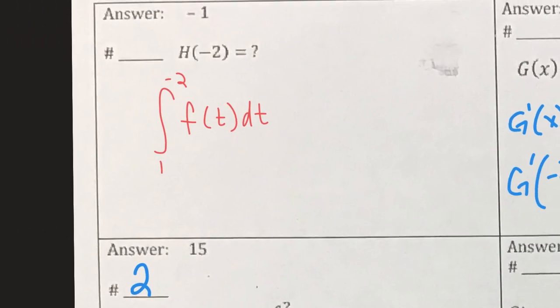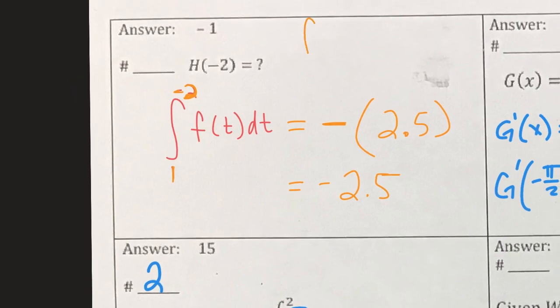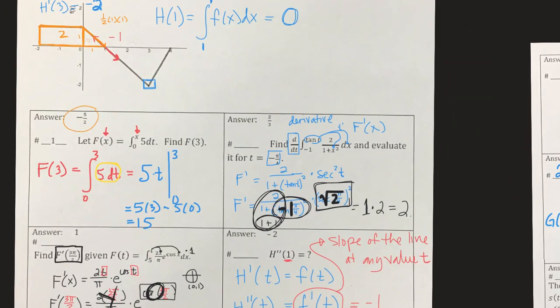We want the area from 1 to -2, which is the negative of the area that we found from -2 to 1. Oh, it's just the opposite? If your lower limit is greater than your upper limit, the area is the negative of what you calculate. So because our area from -2 to 1 was 2.5, when you switch your limits of integration, your area becomes negative. So -2.5 is our answer, and that completes our circuit.